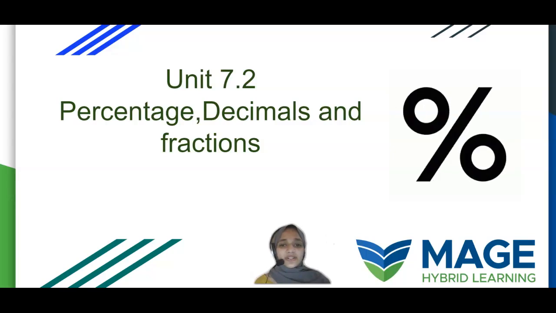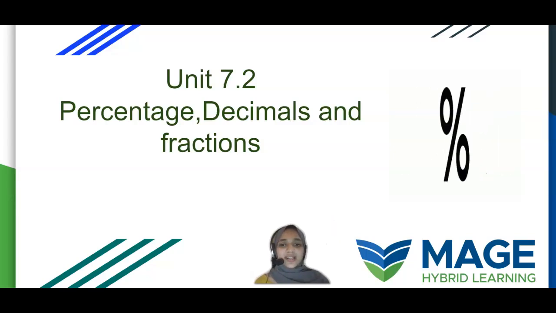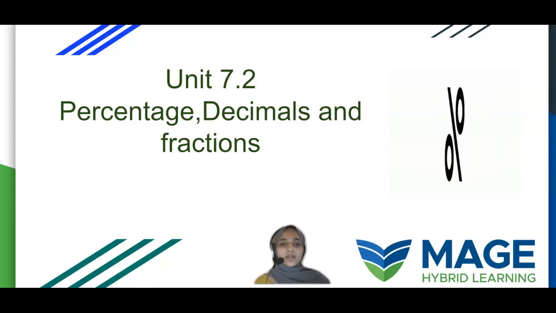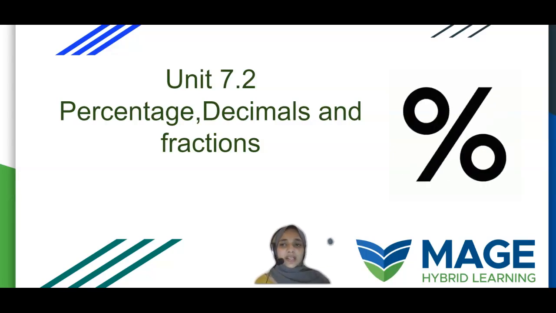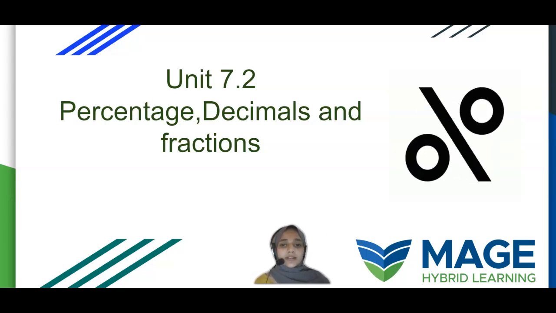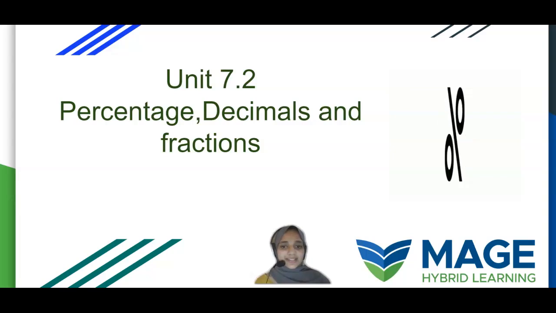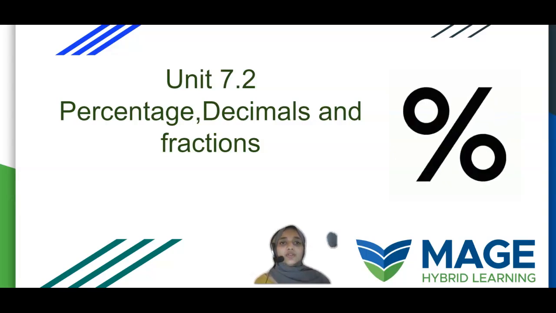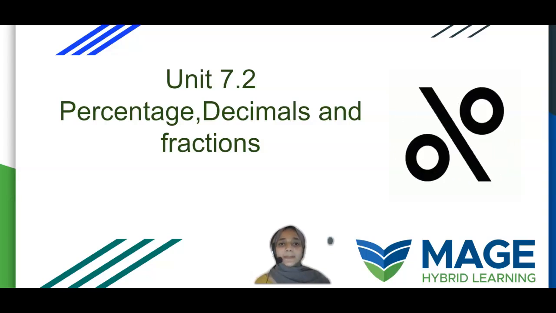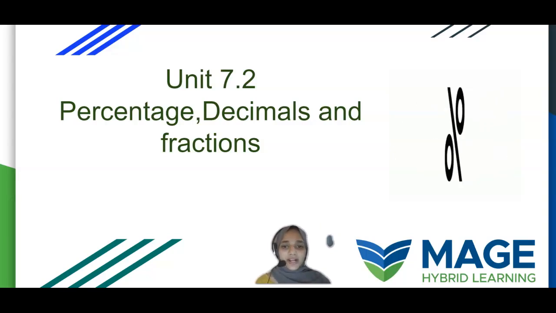Today we are going to discuss a new portion in our Unit 7 fractions. In Unit 7.1 we discussed fractions, different fractions of a whole number, and we represented different fractions, right? And now in Unit 7.2 we will discuss percentages, decimals and fractions.